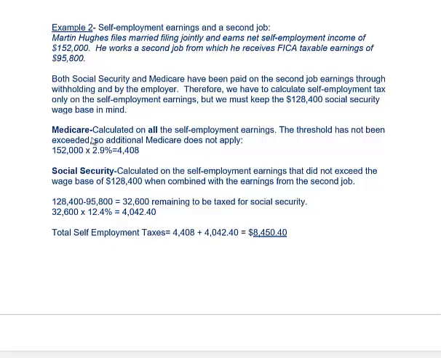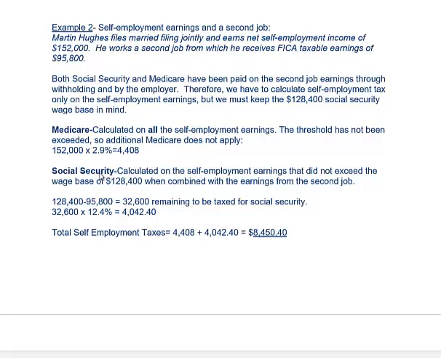So first thing we'll do is take his $152,000 self-employment income. Remember, he's already paid Medicare on the $95,800 that he got from his second job. He and his employer have fully paid Medicare there. So the $152,000 in self-employment times the 2.9% Medicare rate, and remember that's 1.45 for the employee plus 1.45 for the employer. When we multiply that out, we get $4,408 in Medicare tax.